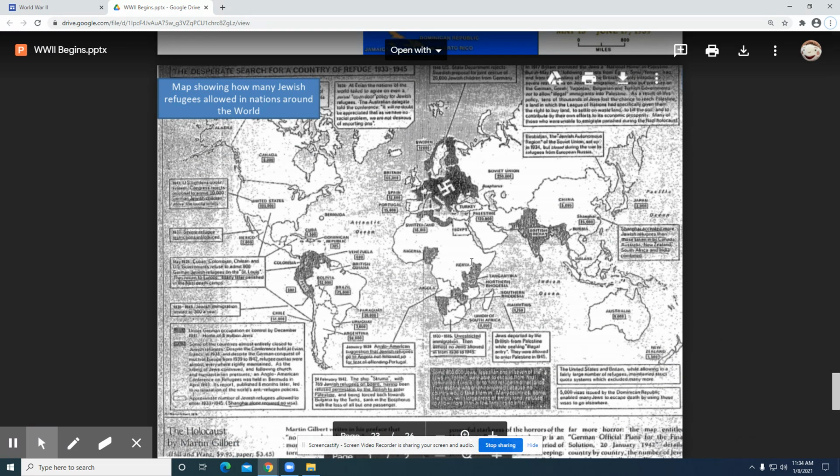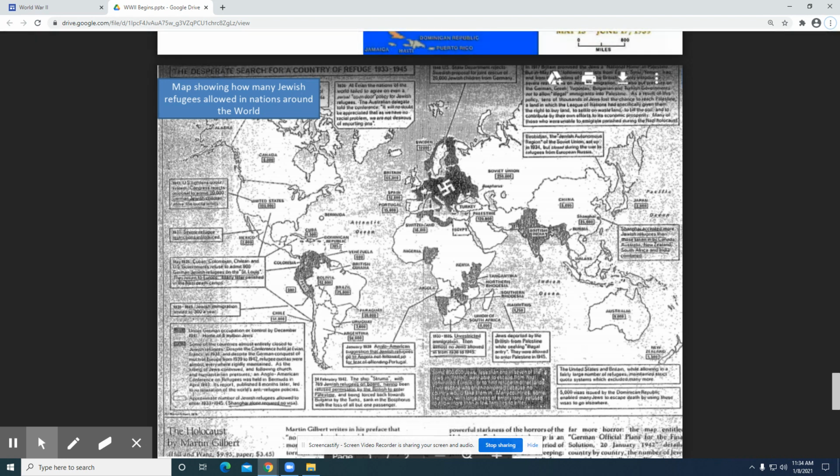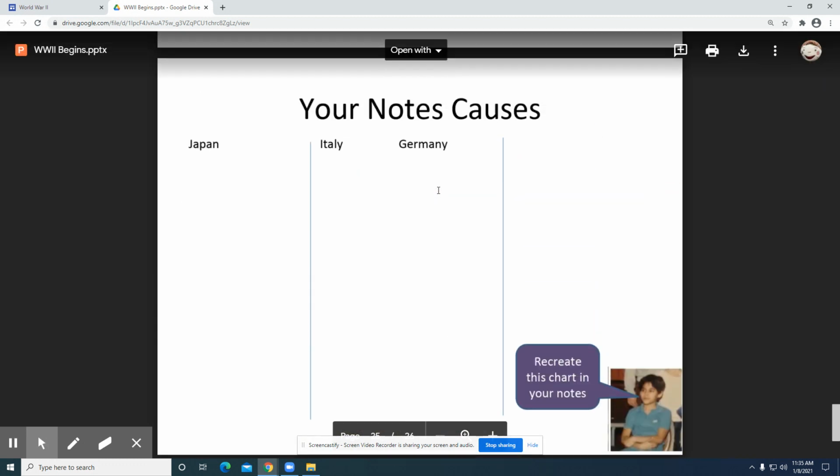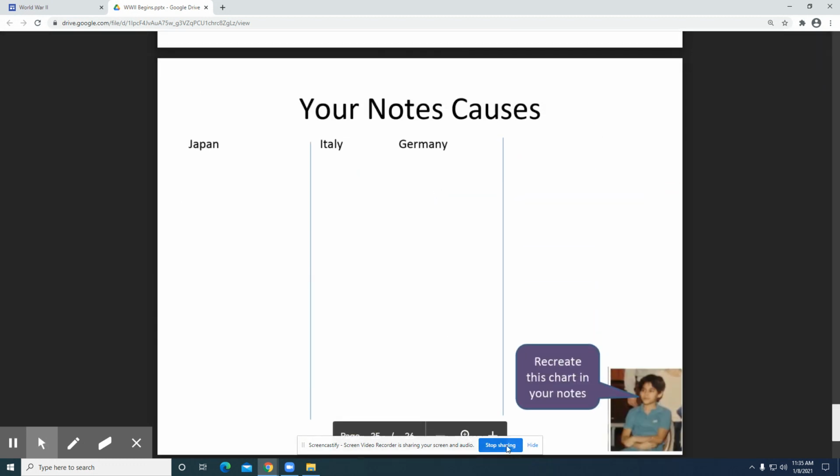This particular map is showing how many Jewish refugees countries were willing to accept. I can't really make out the numbers, but it looks like the U.S. has 100,000, Cuba 4,500, Dominican Republic. So these numbers are showing you how many people that country took in as people were trying to flee the Nazi plan here. League of Nations not really doing much, and that's it for the European causes for World War II.